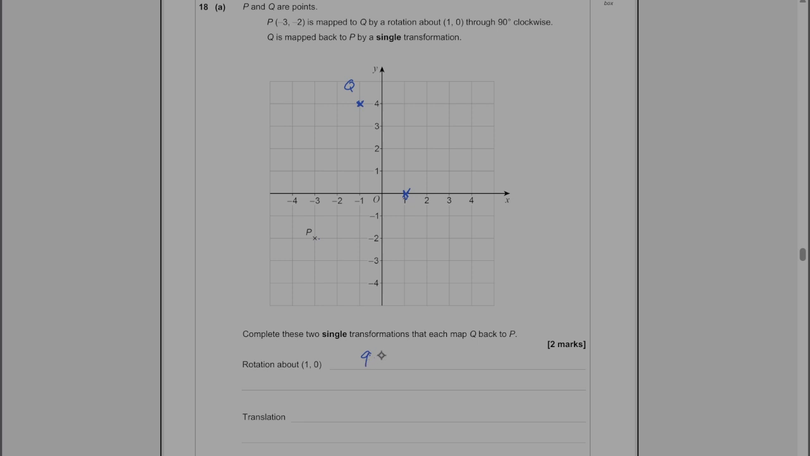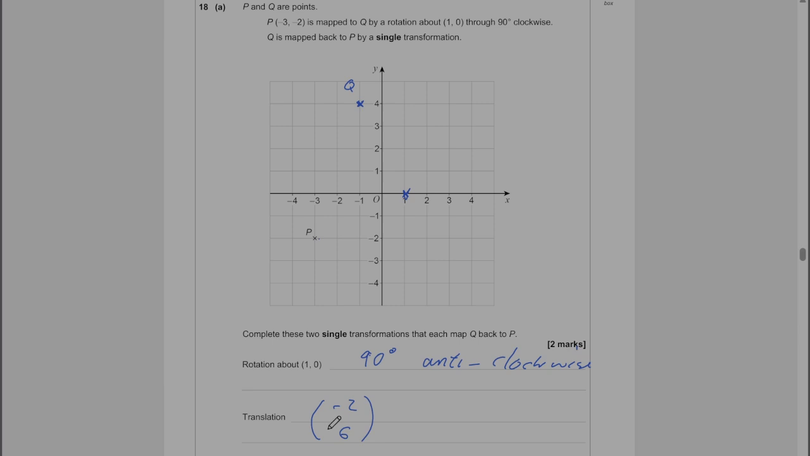So 90 degrees anti-clockwise. And then the second one is a translation, and we'll give it as a vector. So a translation from there, so we're going to go minus 2, 2, 4, 6 down. So minus 2, minus 6. There we go.